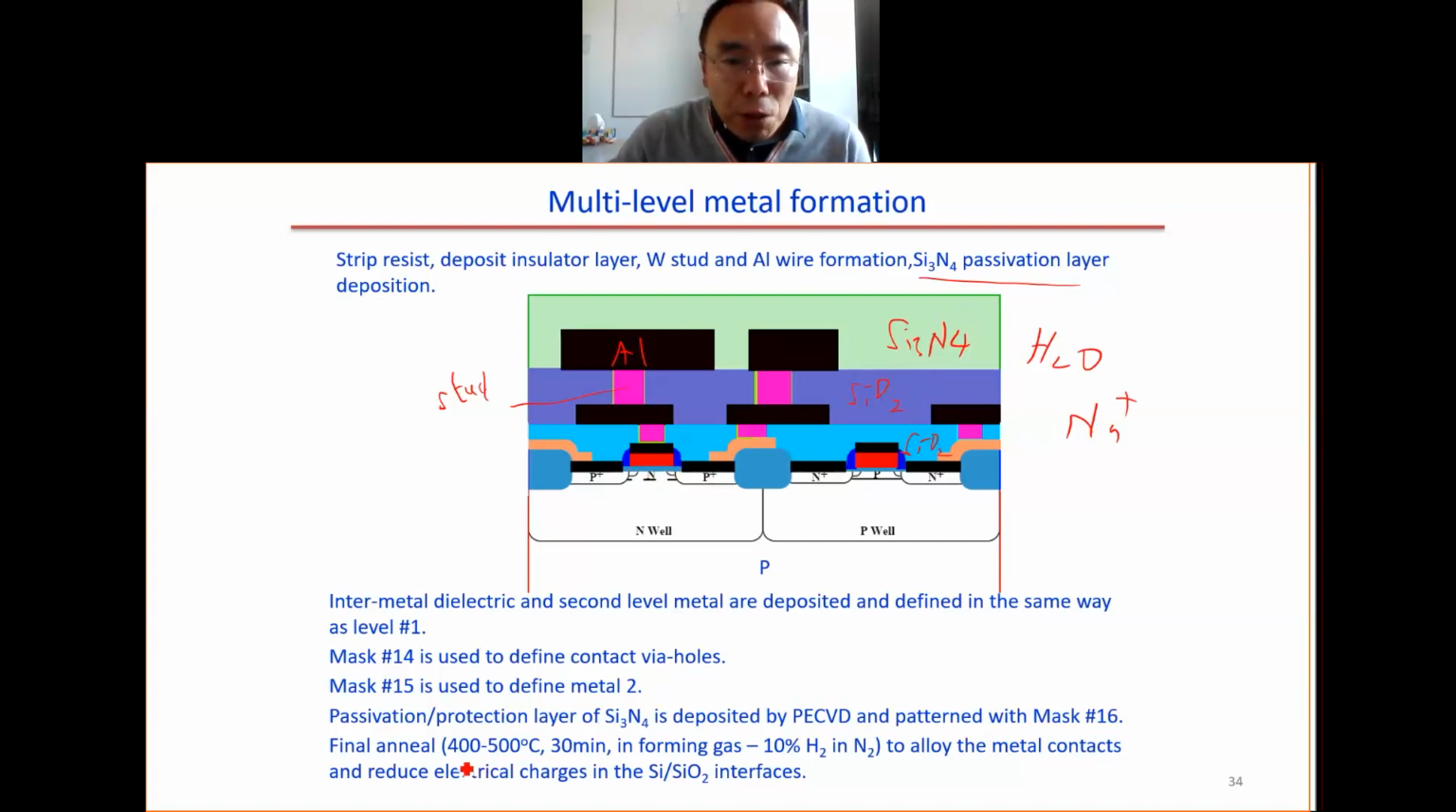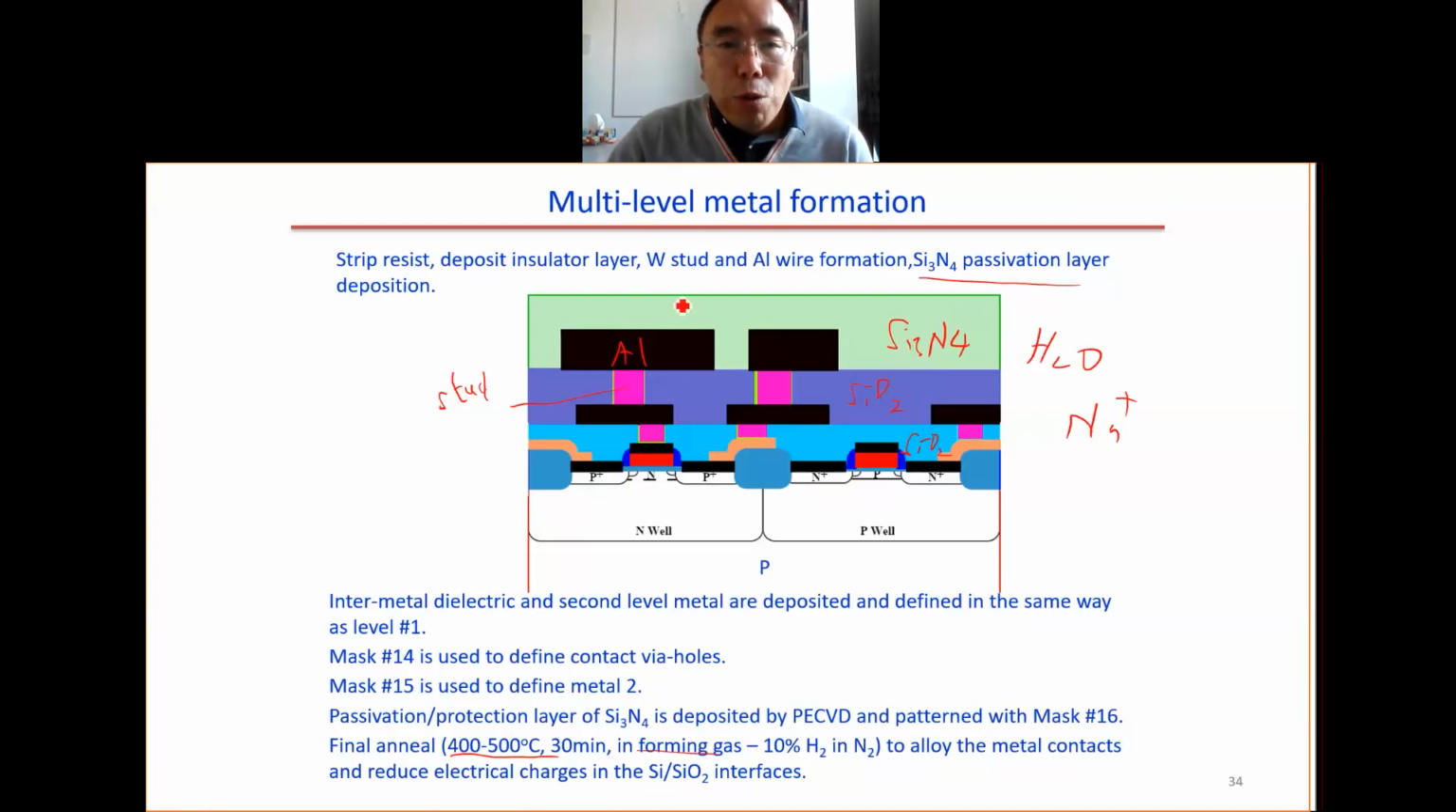So in the end, we do an annealing process. It's called the forming gas: 10% hydrogen in nitrogen, to reduce the metal, to allow the metal contact, and to reduce the electrical charge at the silicon dioxide interface.